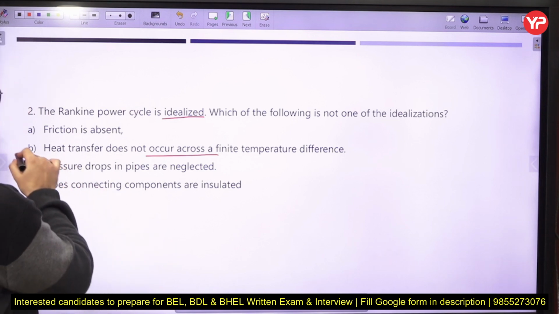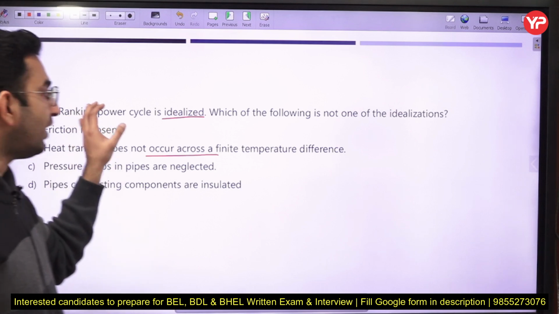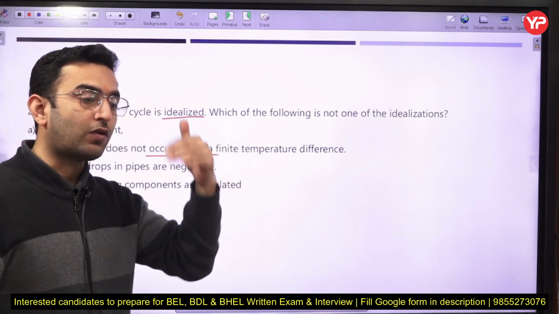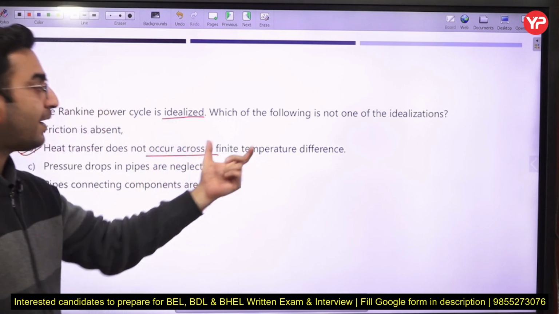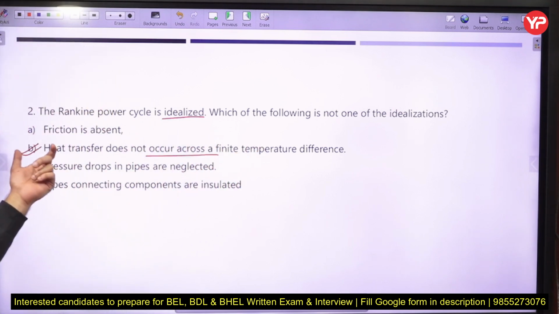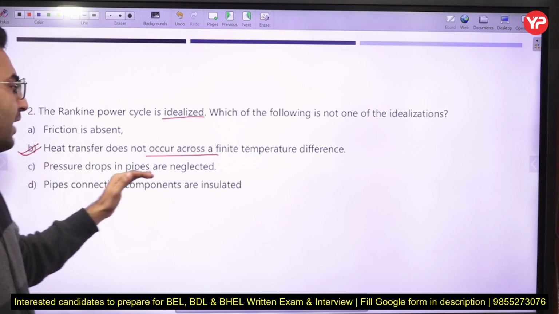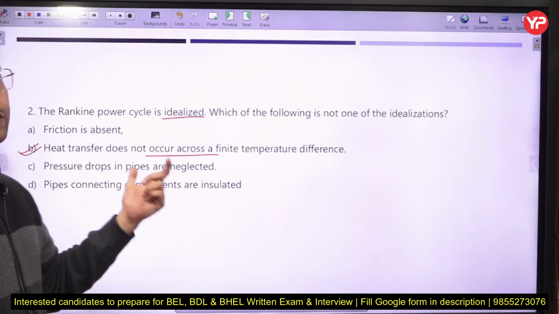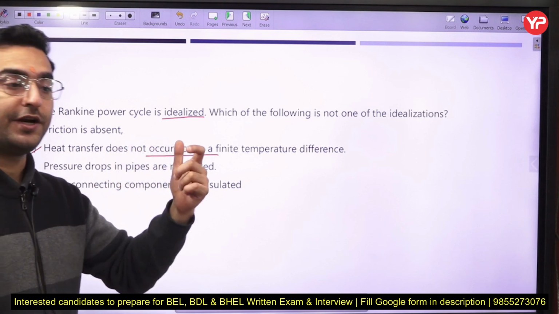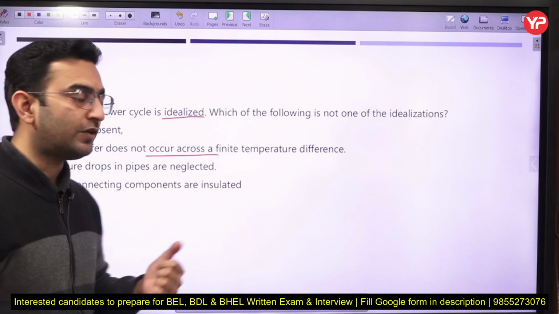Okay, so here option B is going to be the correct answer, because in the case of the Rankine cycle, the heat is actually being transferred at a constant pressure process. Okay, and in a constant pressure process there is a finite temperature difference. So that is why option B is incorrect as an idealization. Next, pressure drop in pipe is neglected. Yes, that is also correct here. The pipes connecting components are insulated. That is also correct. That is why heat loss is not taking place from any of the components here.